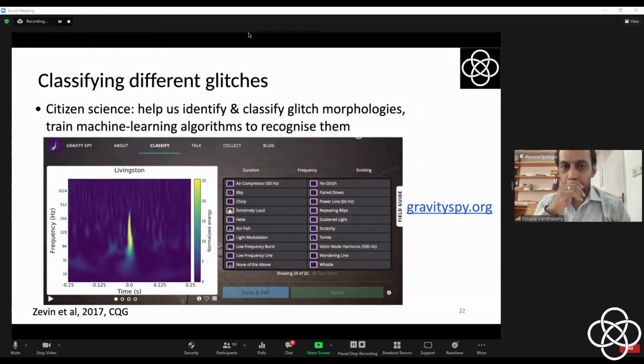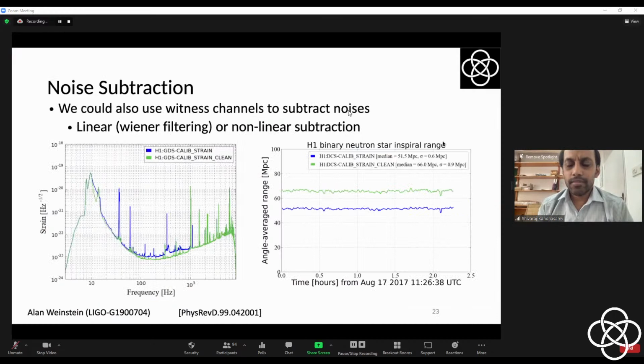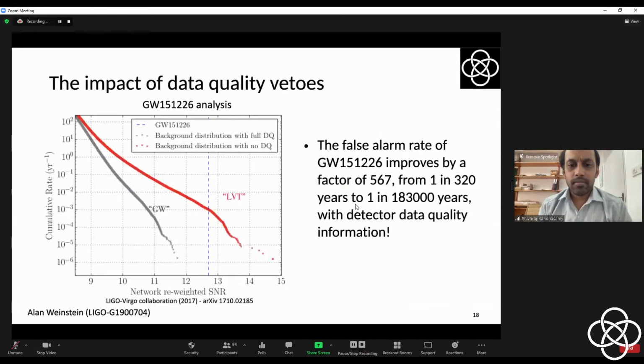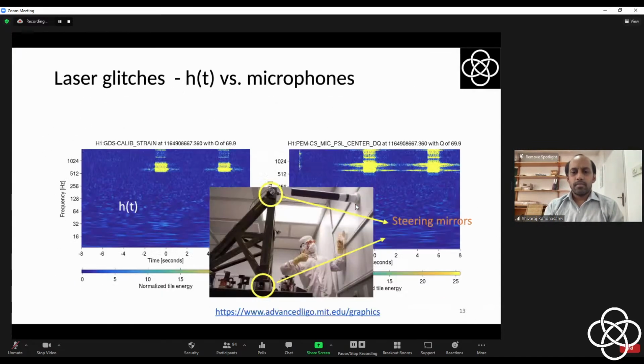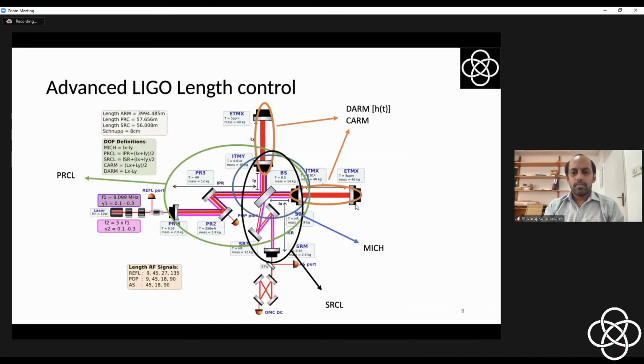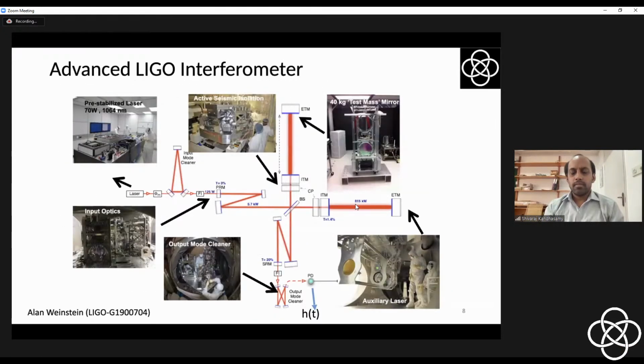Okay, thank you. My question is from that slide, the Advanced LIGO length control. On the output mode channel, we have so many reflectors instead of the other 3 channels, like you can see, we use 3 or 4 channels. What is the purpose of those reflectors? These ones here. Yeah, output mode channels.